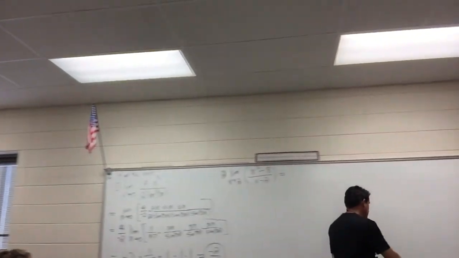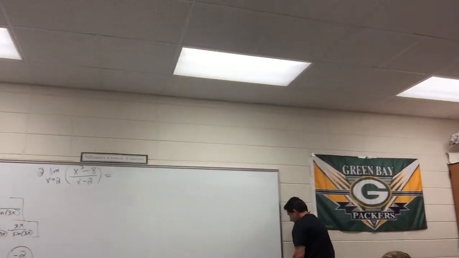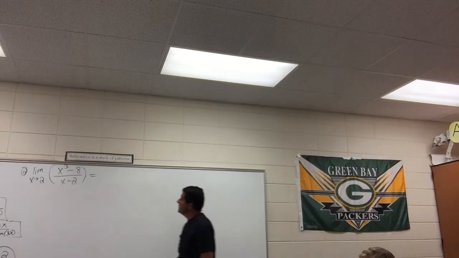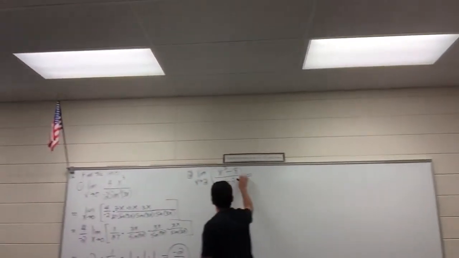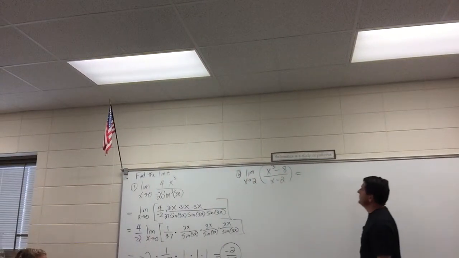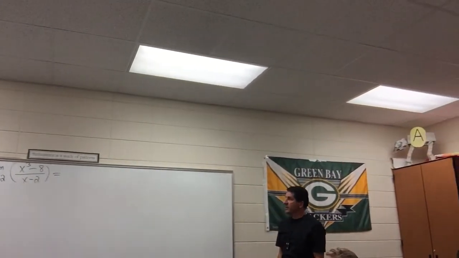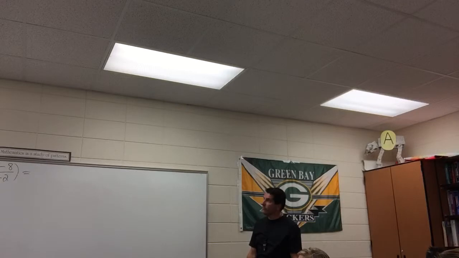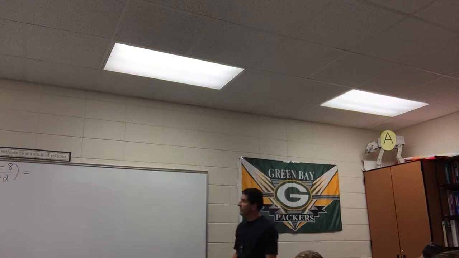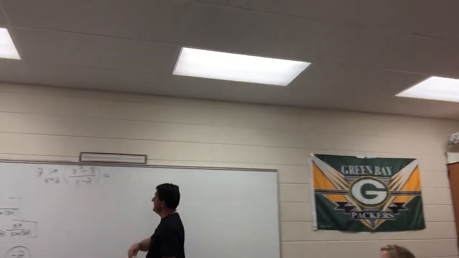All right. Next one. Limit as x approaches 2 of this. This one's kind of tough to visualize. If you plug in the 2, you get indeterminate form, which is 0 over 0. And so we can't go anywhere with that. So we have to figure out, is there a way that we can work with this?